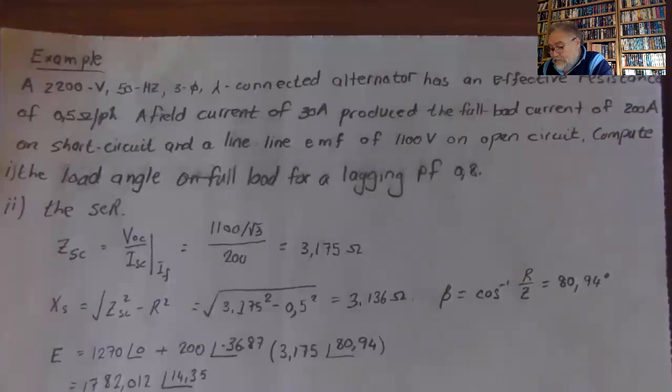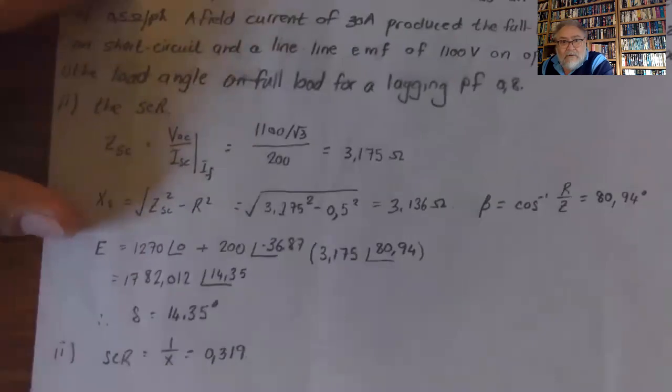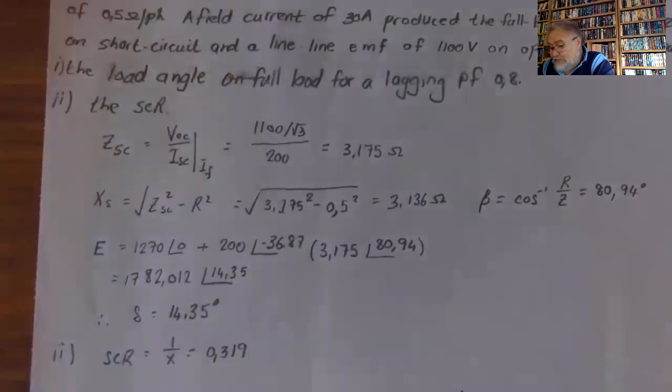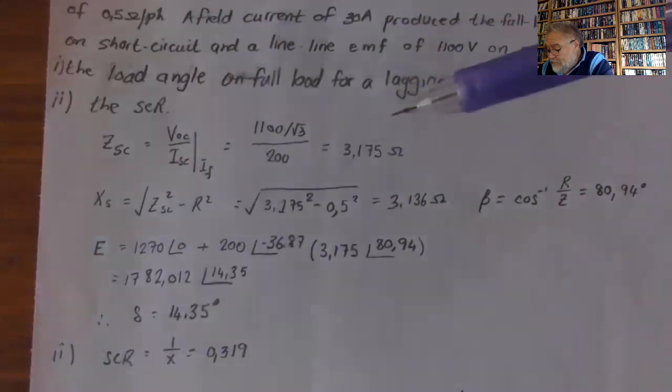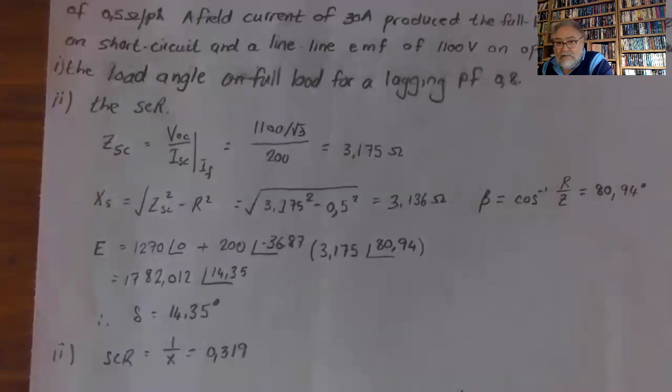Now the impedance is the voltage open circuit over short circuit current at the same excitation. So it is set there 1100 volts on open circuit and 200 amps. So that gives us 3.175 ohm. Now XS is the square root of ZS squared minus R squared. So that will be 3.175 squared minus 0.5 squared, which gives us 3.136 ohms. The impedance angle is arccos of R over Z. That gives us 80.94 degrees.